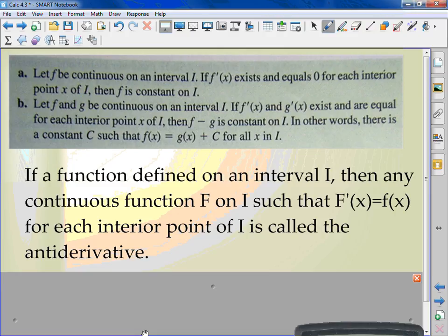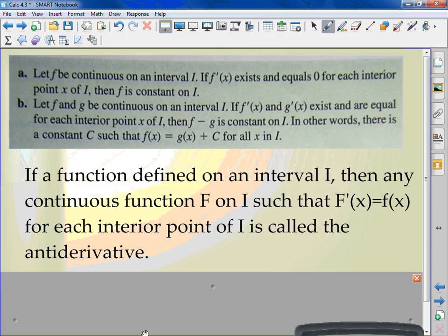What this says, I just copied this directly out of your book so I didn't have to rewrite it. What this says, if f is continuous on an interval I, if f prime exists and is equal to 0 for each interior point, then f is constant on I. If f and g are continuous on an interval I, and f prime and g prime exist and are equal for each interior point of I, then f minus g is a constant on I.